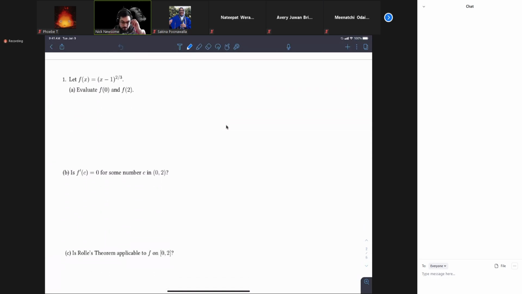All right, so number one, we got this function f(x) = (x minus 1) to the 2/3. Part A is just to evaluate f of 0 and f of 2. That's not too bad. So we start off with something relatively straightforward.